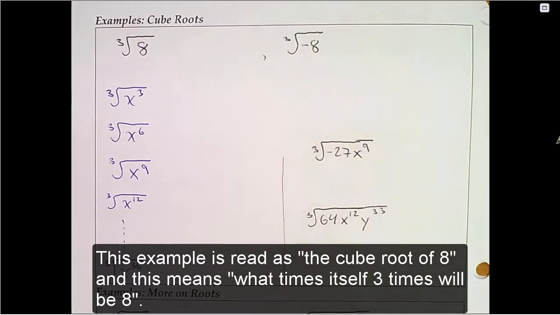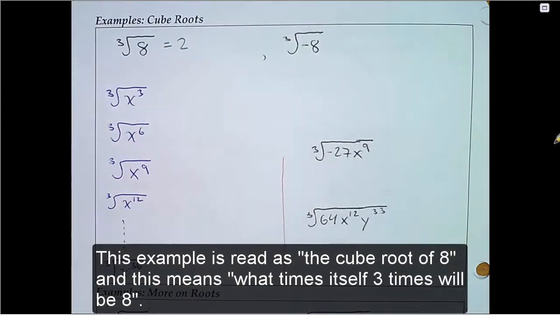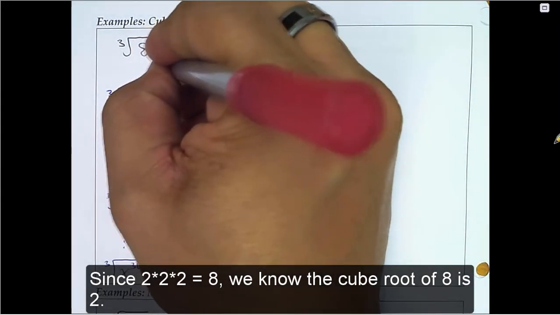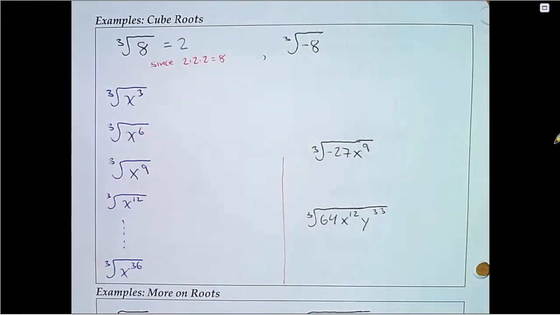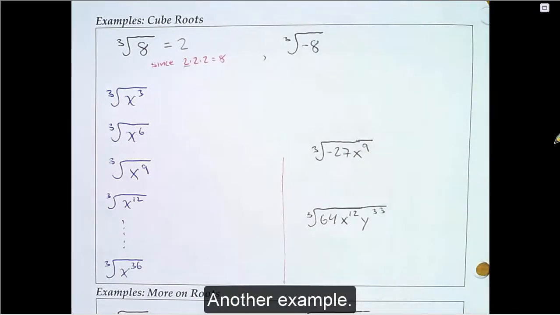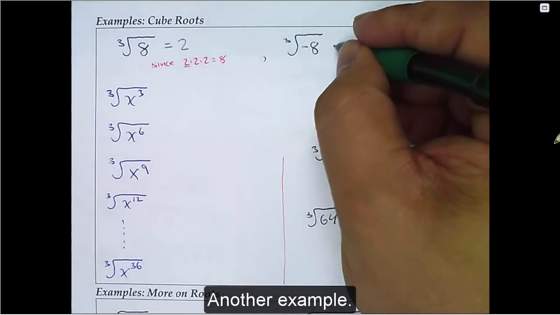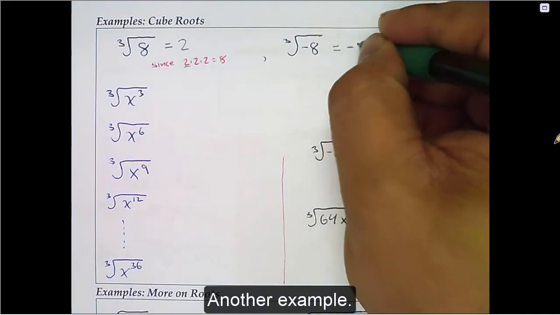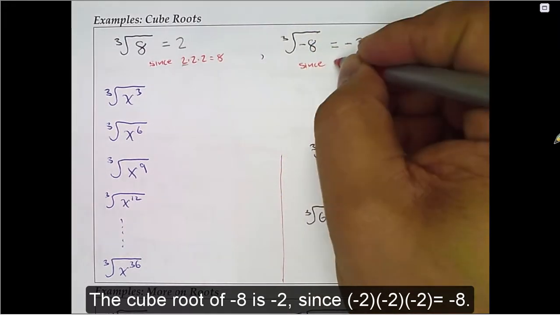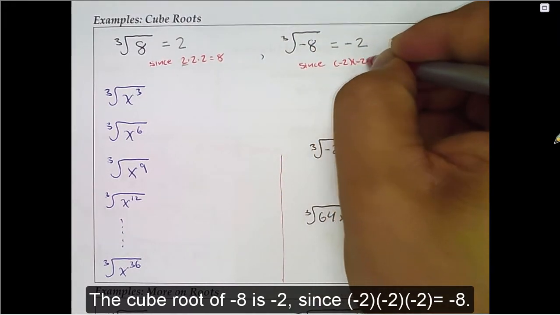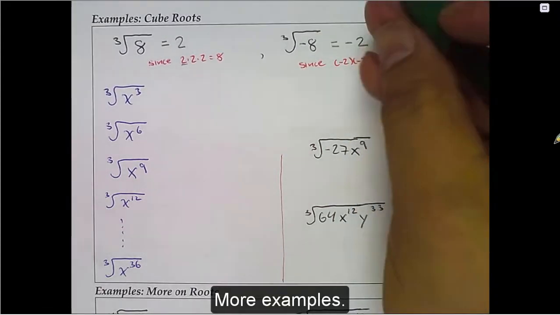This example is read as the cube root of 8, and this means what times itself 3 times will be 8. Since 2 times 2 times 2 is 8, we know the cube root of 8 is 2. Another example. The cube root of negative 8 is negative 2, since negative 2 times negative 2 times negative 2 is negative 8. More examples.